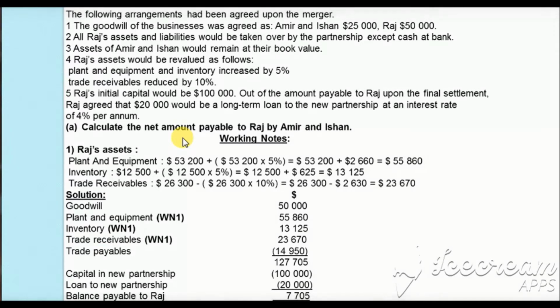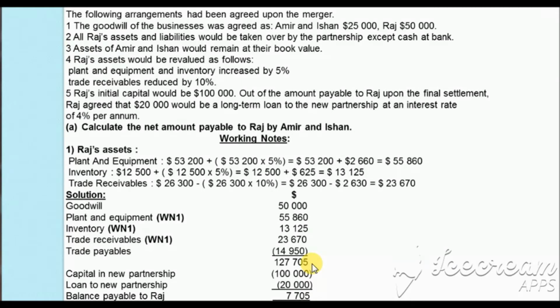To find the net amount payable to Raj, first we have to find the purchase consideration. For purchase consideration, we take all the assets and from there subtract the liabilities. Here goodwill, which is an intangible asset, is $50,000, and this is an asset which we have to take, as well as plant and equipment of $55,860, inventory of $13,125, and trade receivables of $23,670. These are all your assets. From there you subtract the liability, which is trade payables of $14,950. Once we subtract this, we get the purchase consideration of $127,705.